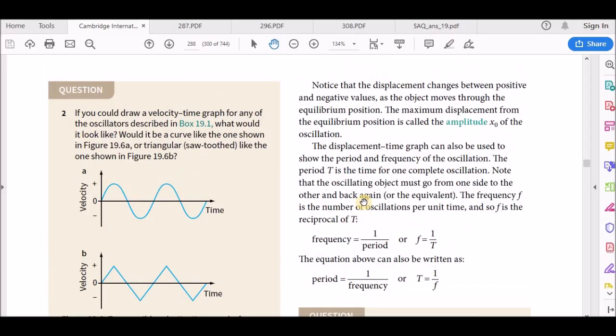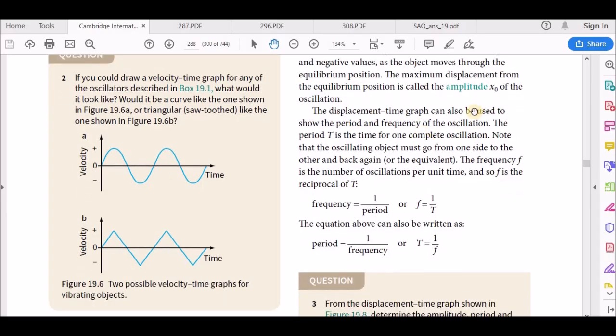Notice that the displacement changes between positive and negative values as the object moves through the equilibrium position. I already explained why it changes from positive to negative, because to the right of the equilibrium position is positive, to the left it is negative. The maximum displacement from the equilibrium position is called the amplitude, x naught. Again, you can see this word is in green bold letters. Even in the AS class you had these words, so you should know the meanings of amplitude, frequency, wavelength. I also told it earlier.